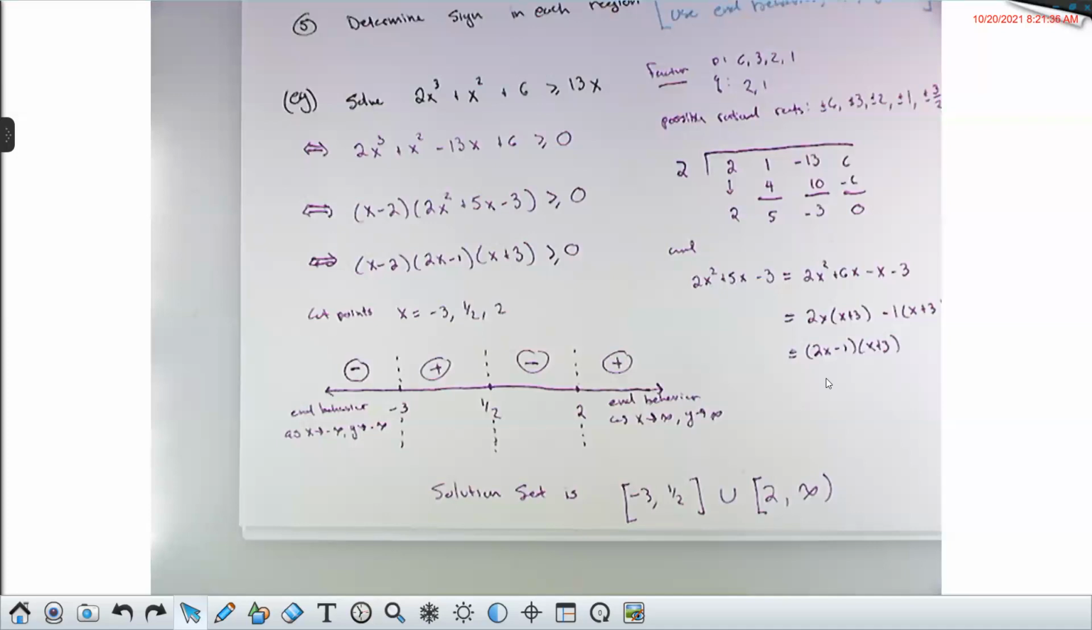So kind of strategically, what we need after you have your cut points is the sign in any one of these regions and the multiplicities. You can get the sign in one of those regions from the end behavior. Sometimes we get it from the y-intercept if the end behavior doesn't help. Other times you may have to just test one point. But you should never have to test more than one point. It's a big time saver.